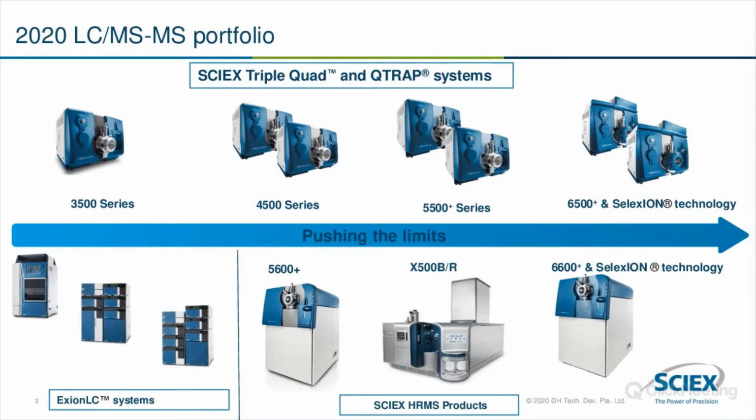For nitrosamine impurity, mostly 4500 and 5500 plus level of sensitivity is more than sufficient. And all the methods that we have generated, and all the methods that a lot of major pharma companies here in India have generated, have used 4500 Q-trap and 5500 Q-trap mass spectrometry.